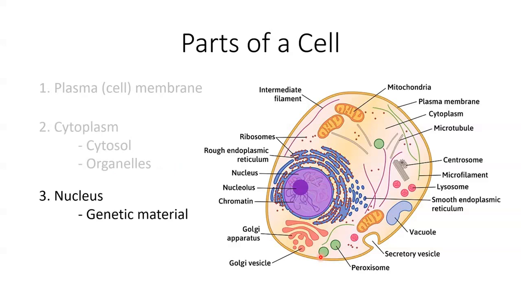The nucleus, as I mentioned, is this big purple circle here. It's a rather large, rather important organelle. Within the nucleus are chromosomes, and our chromosomes contain all of the genetic material for that particular organism.